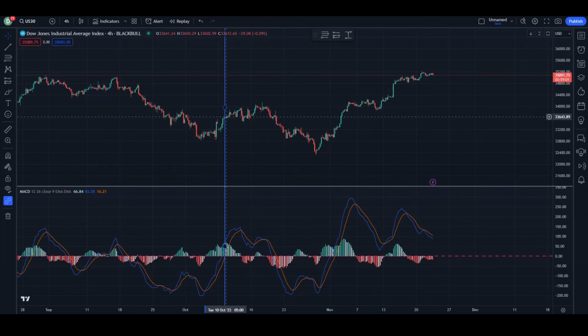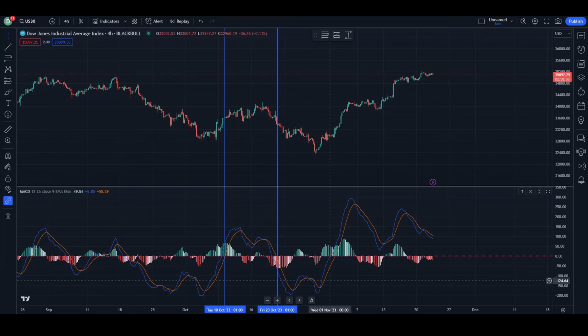You can notice that as the 2 lines crossed above the zero line, the price kept on moving to the upside. Then over here we have a bearish example. The price was already moving to the downside, both of the lines crossed below the zero line. This indicated a further possibility of a drop and the price kept on going lower.